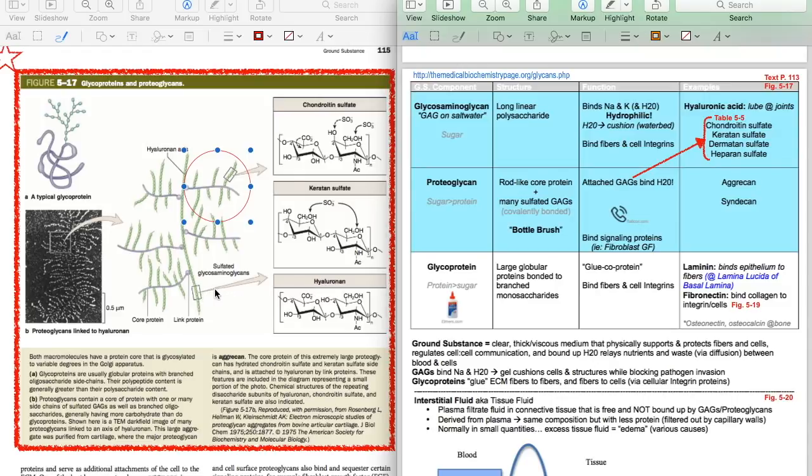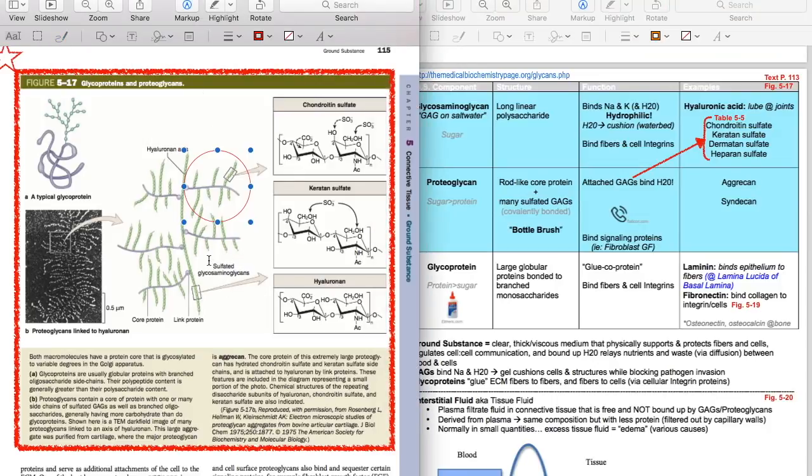But notice that this arrow is pointing over here to this. So this is hyaluronan, okay? And then this says sulfated GAGs, but there should be a little arrow here. Let me draw you an arrow. These are sulfated GAGs, all right? And then this is hyaluronan. So maybe this is keratan sulfate, and maybe this one is chondroitin sulfate, okay?